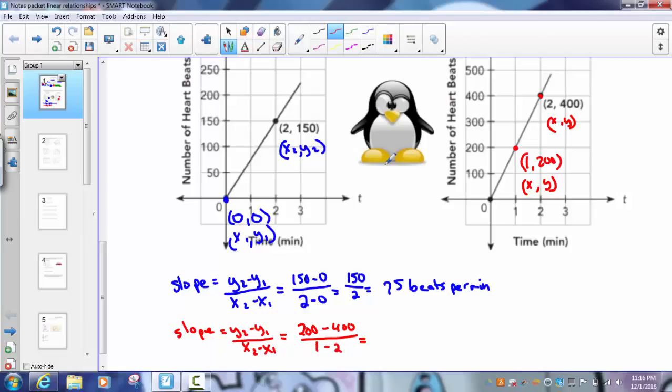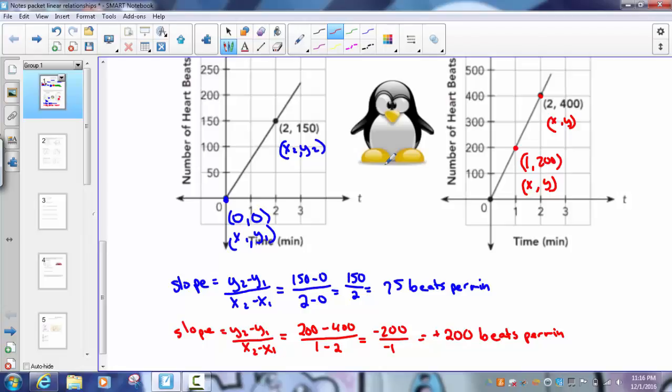Okay? In my numerator, 200 minus 400 is negative 200, divided by 1 minus 2 is negative 1. Negative divided by negative is a positive. 200 divided by 1 is 200 beats per minute. So that means that the heart rate right before diving is much faster. It's 200 beats per minute instead of just 75 beats per minute.